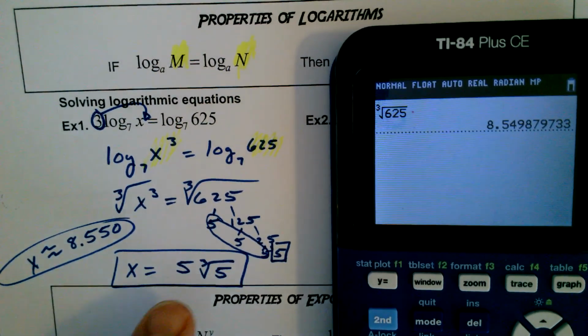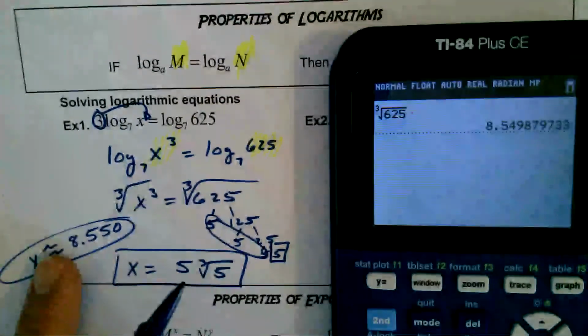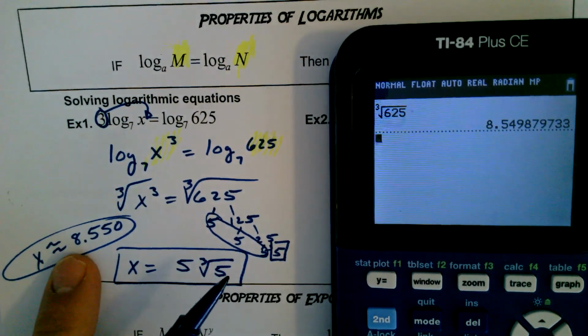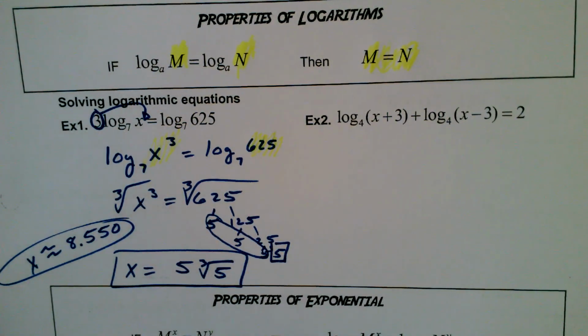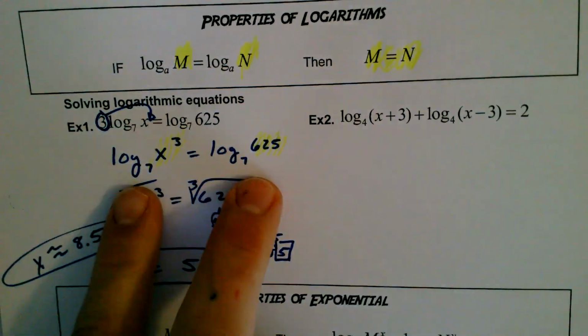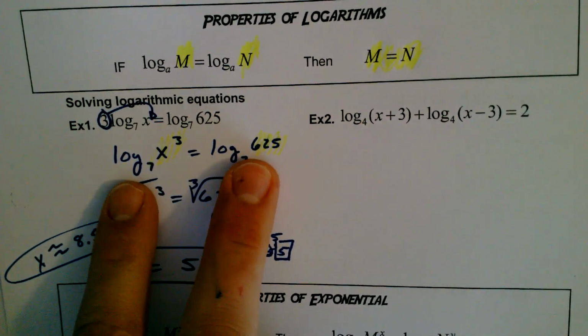So look to see what MyMathLab wants, exact value versus an approximate value rounded to 3 decimal places. Any questions with that? This is one of the scenarios that you're going to run into, if I have log equal log.